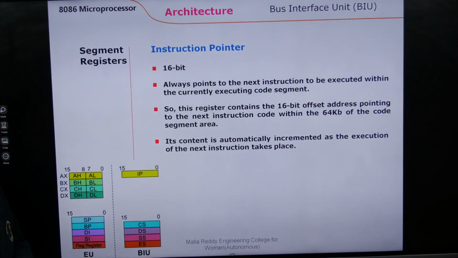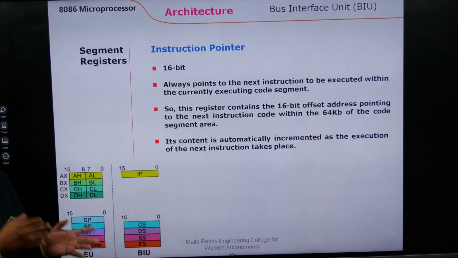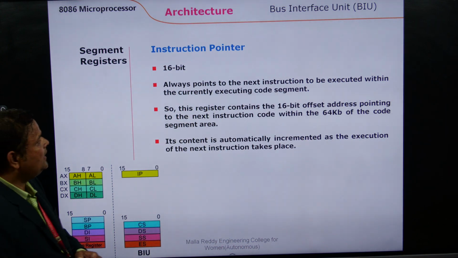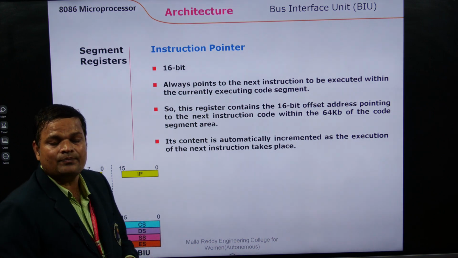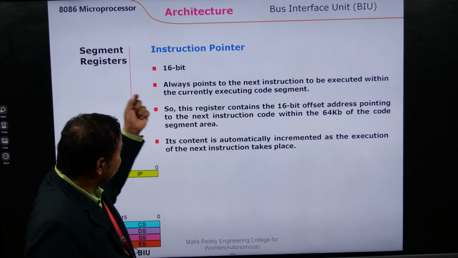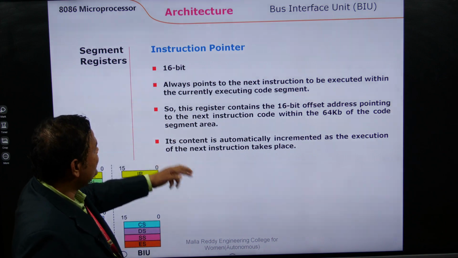Next, very important, the instruction pointer. The instruction pointer is something like the program counter in other processors, and it holds the 16-bit offset address which is needed for accessing the code segment.